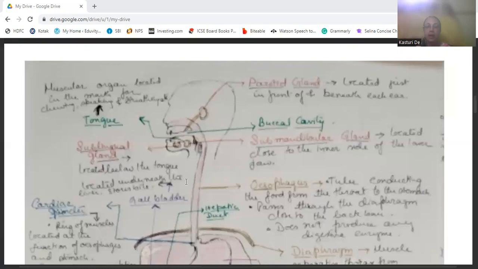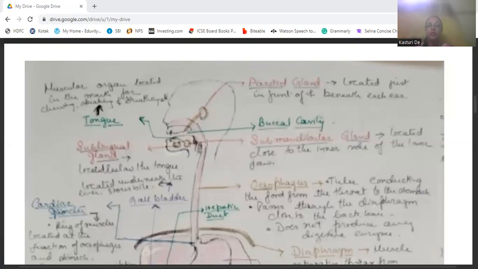Above the tongue is the buccal cavity. This is the upper jaw. We have these two teeth coming out, showing that these two are the jaws. Now the buccal cavity continues into the pharynx. This is the pharynx here, and then we have the esophagus. In front of the esophagus is our trachea, and behind the trachea is the esophagus, or food pipe.